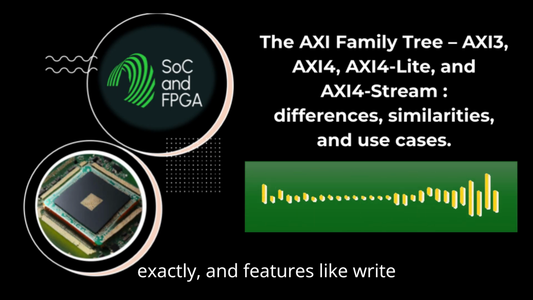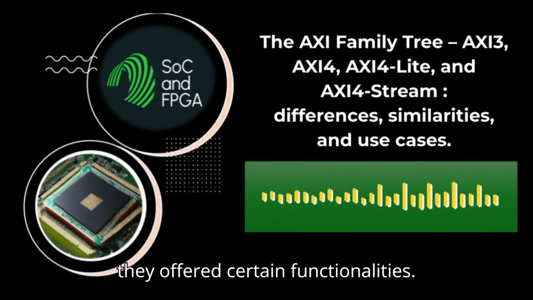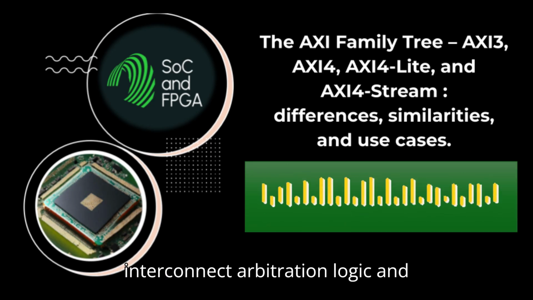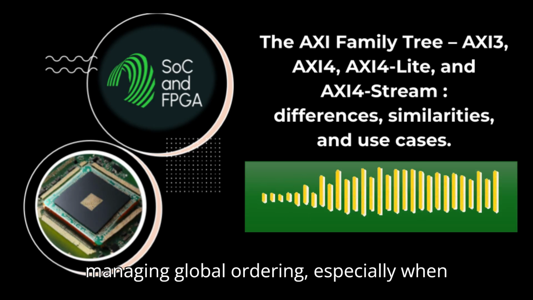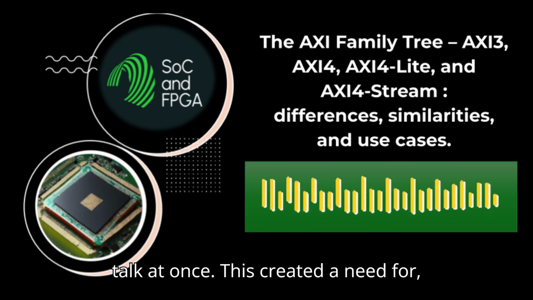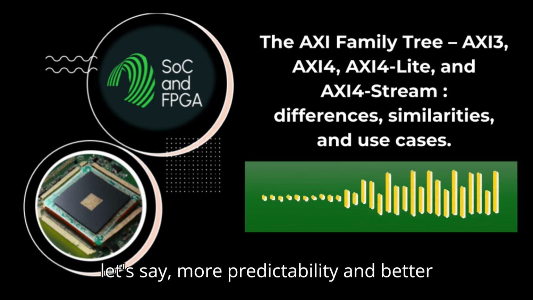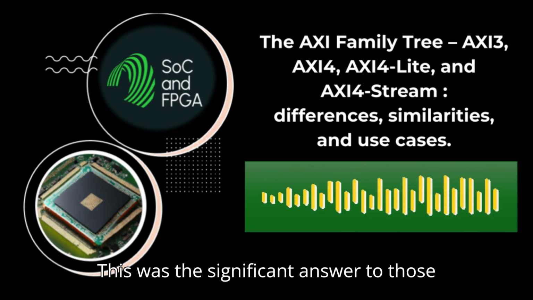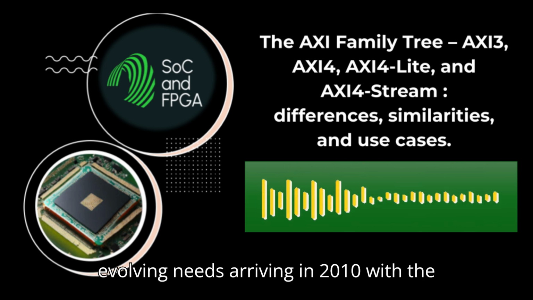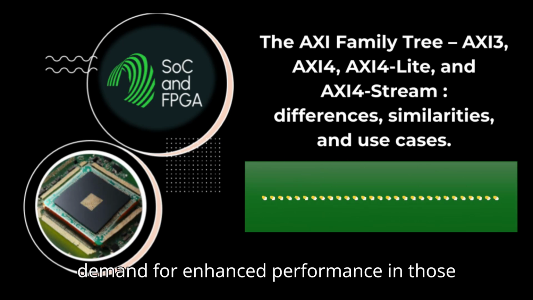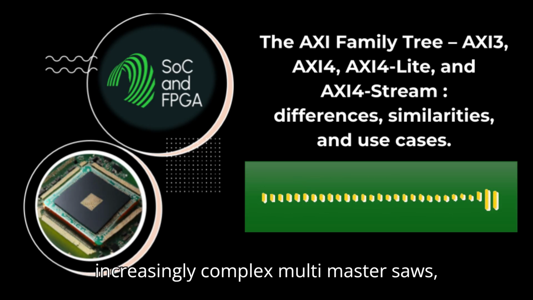And features like write interleaving and locked transfers, while they offered certain functionalities, could also introduce complexities in the interconnect arbitration logic and managing global ordering, especially when you had many different masters trying to talk at once. This created a need for, let's say, more predictability and better system-level performance. So enter AXI4. This was the significant answer to those evolving needs, arriving in 2010 with AMBA4. This was really driven by the demand for enhanced performance in those increasingly complex multi-master SoCs, right?